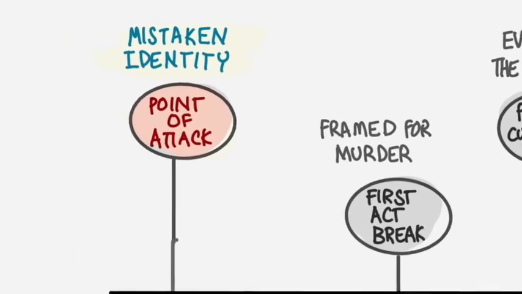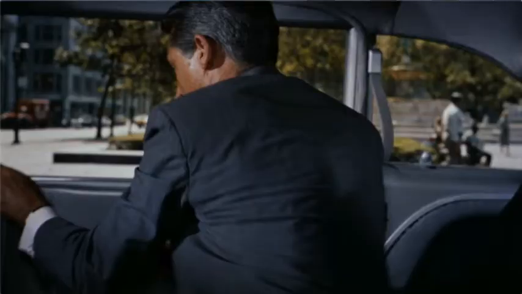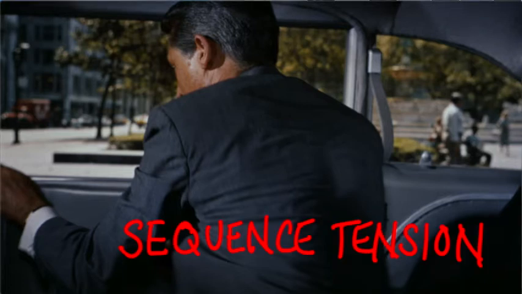This is our first major plot point, and it's actually occurring much sooner than it does in most stories. So as Roger Thornhill is taken away, he immediately tries jumping for the door. This sets the tension we're going to feel throughout the rest of the sequence, which is, will he be able to escape or not? But after that, the tempo slows down.